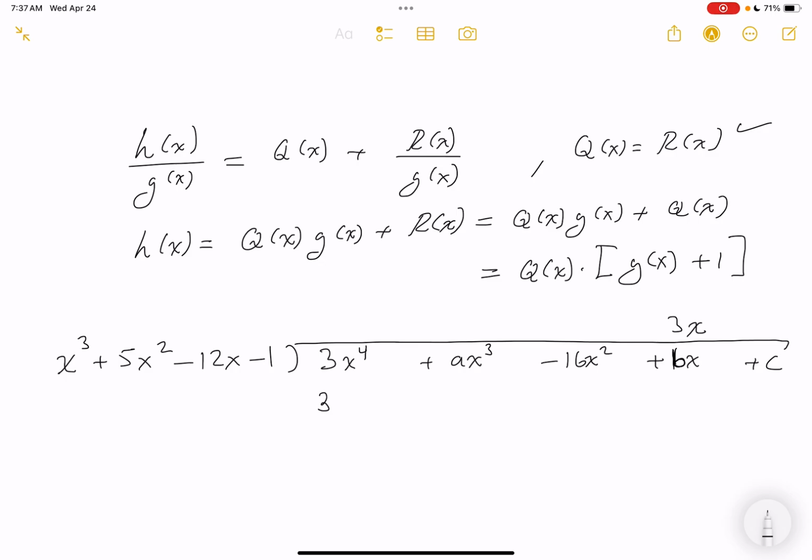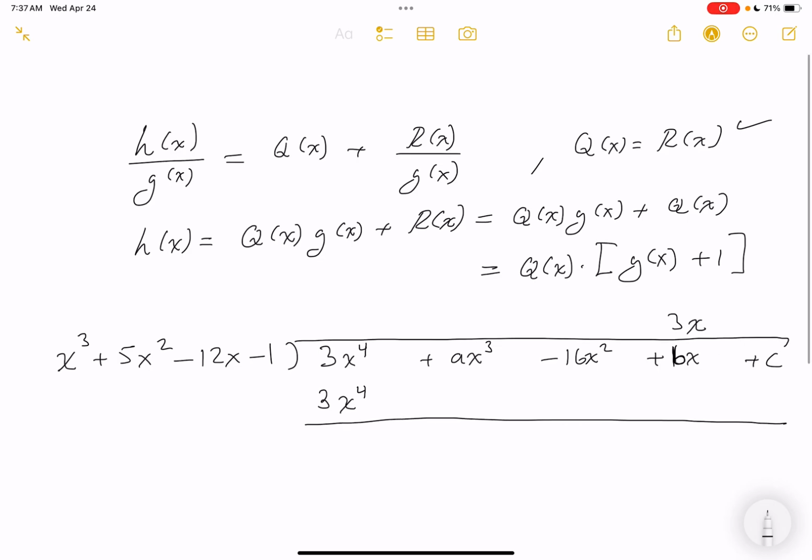So I'm going to write this one over here, 3x to the fourth. That's a direct match, by the way. Now here comes the tough part. I'm going to get plus 15x cubed. And then what do you get? You get minus 36x squared. And then you're going to get minus 3x. All right? Subtract, and what are you going to get?